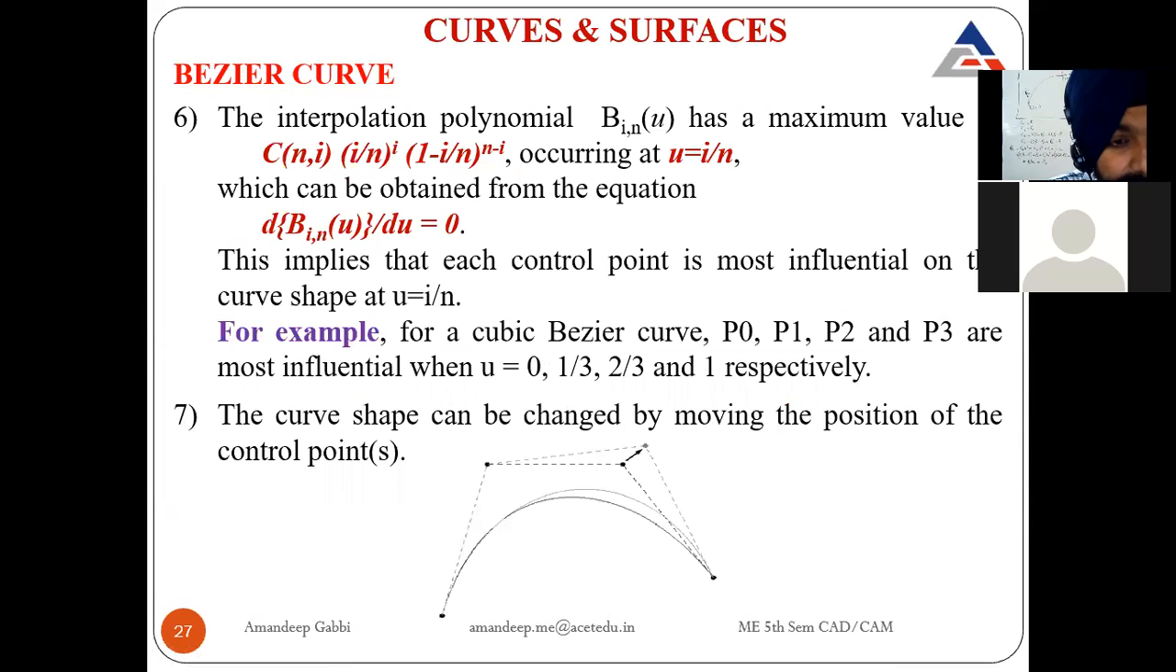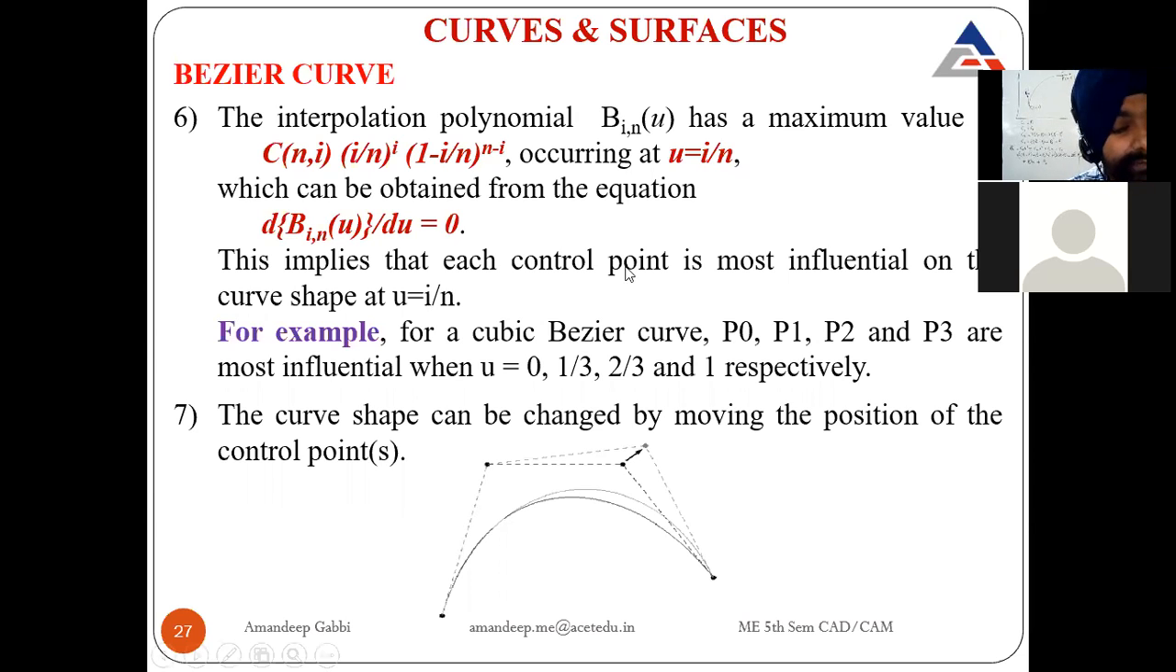The interpolation polynomial B(i,n)(u) has a maximum value of C(n,i) times (i/n) to the power i times (1 minus i/n) to the power n minus i, occurring at u equal to i/n, which can be obtained from the equation. This implies that each control point is most influential on the curve shape at u equal to i/n.